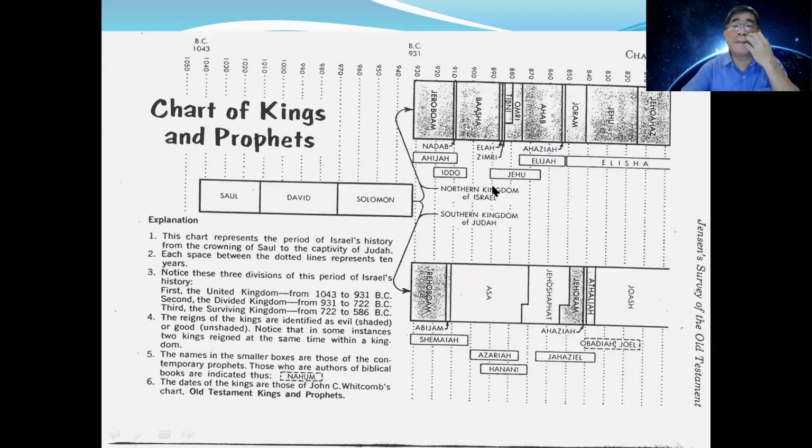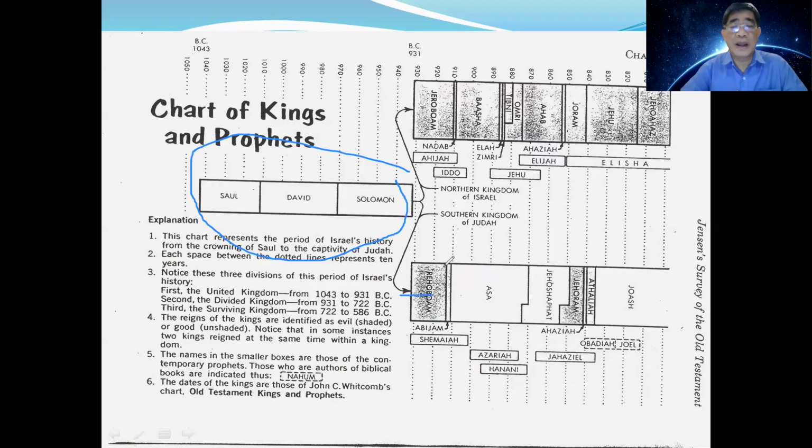So now we have the United Kingdom, started with Saul, David, Solomon. You can see the dates there, around 1000 BC, all the way to Solomon, about 930. We call this the United Kingdom, and then the kingdom split to the north and to the south. Rehoboam was the son of Solomon. He treated the people very badly, so they rebelled against him. Jeroboam rebelled, so they wanted another king, and the kingdom split to the north and to the south.